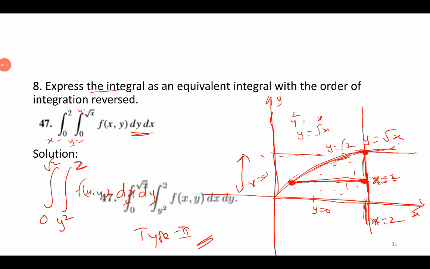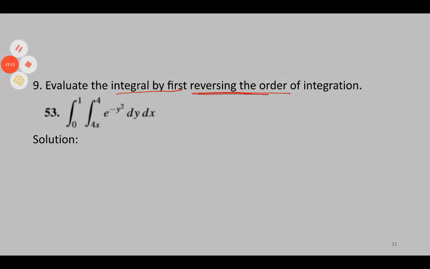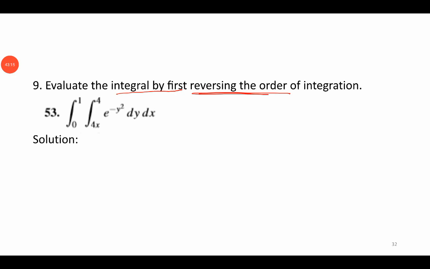Now one more problem to finish this chapter. Evaluate the integral by first reversing the order. See, if you integrate this problem in this given order as type 1 region, you will struggle to integrate it. You try yourself. So in this kind of cases, reversing the order, changing the order could be very easy. So this is given type 1. We need a type 2.